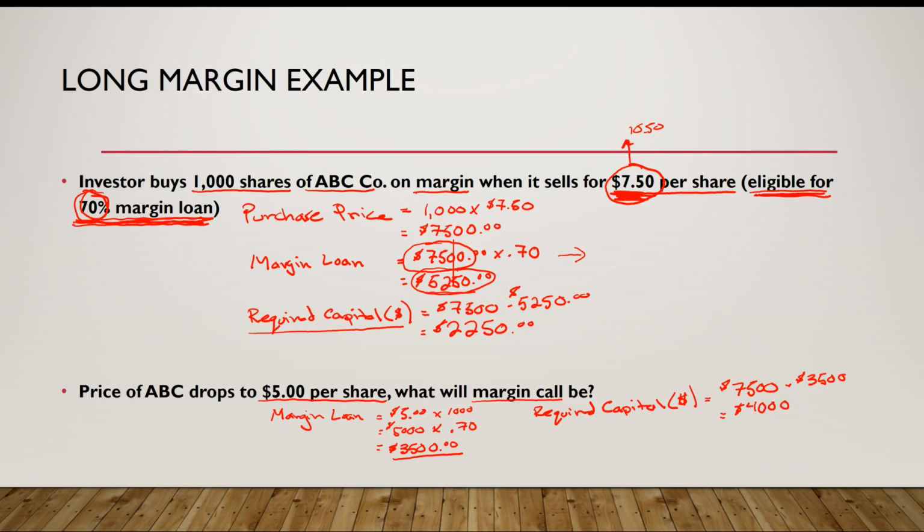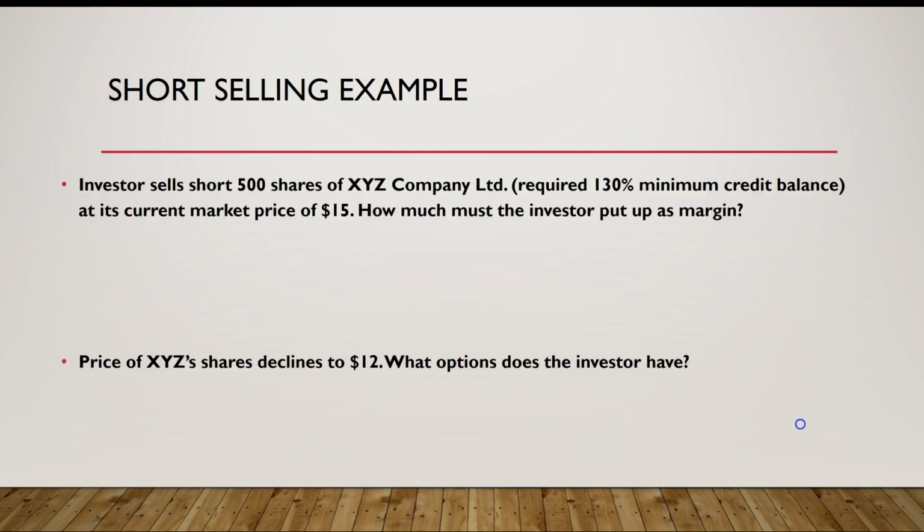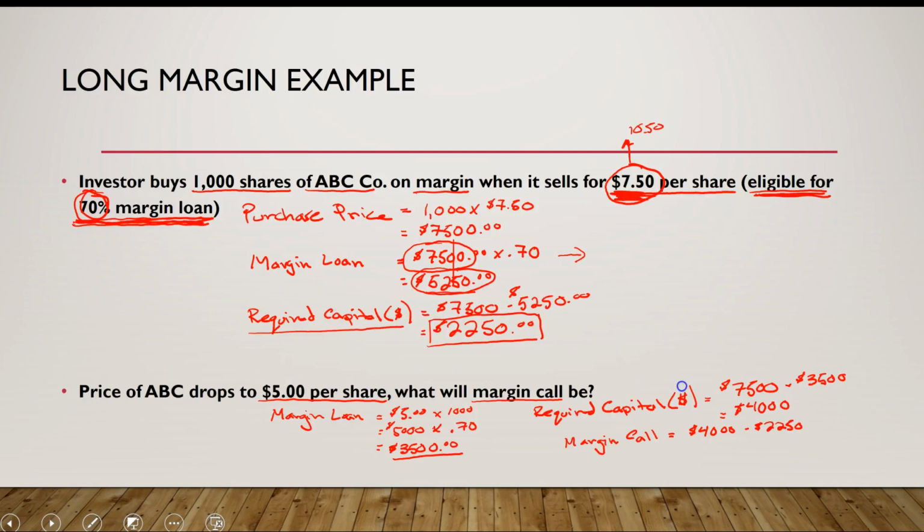Okay, not everything's bad here right now, because I've already put in $2,250 in the required capital from my previous day. So the initial margin I had put in is $2,250. So now the margin call that I'm going to be required to meet is going to be in the amount of this $4,000, right? This new required capital amount that I must have, minus the original capital I put in. Excuse me. So this is going to equal $1,750.